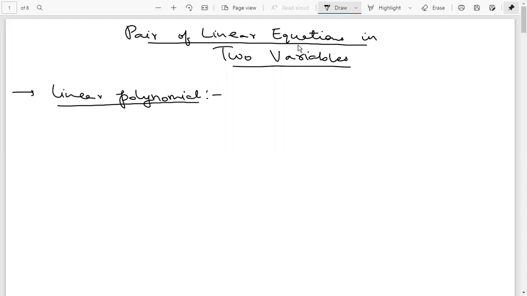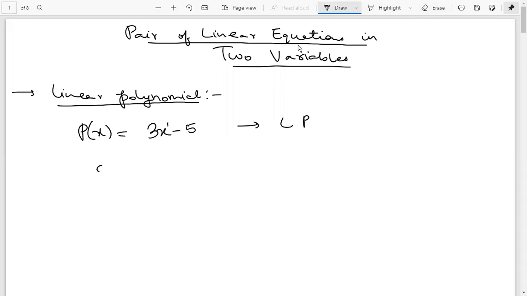A linear polynomial can be written, for example, as p(x). Let me give you one example. Let p(x) be the polynomial, and this is linear. So we can say 3x minus 5 or 3x plus 4, any value. Here the power of x is 1, so we can say linear, because the maximum power of x is 1. So I am saying p(x) is 3x minus 5. This will be a linear polynomial, LP.